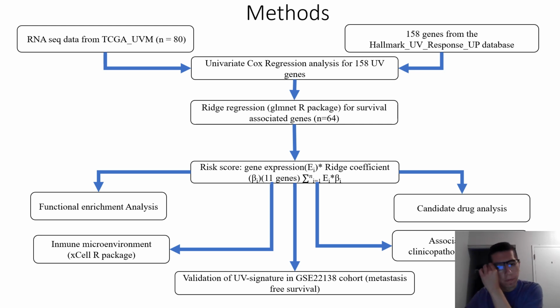After that, we performed functional enrichment analysis with the high and low risk groups. We also performed some candidate drug analysis and an immune microenvironment analysis using the XCell package, and we also tried to associate this expression signature with clinical pathological features. And finally, we validated this signature with a cohort available in the GEO database. The outcome of this cohort was metastasis-free survival instead of overall survival.